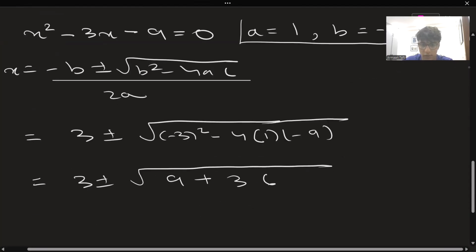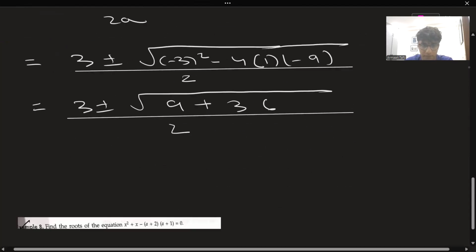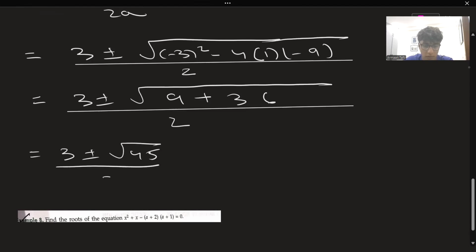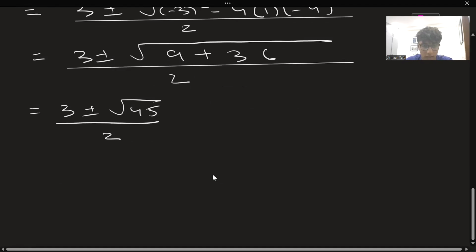So this is, oh wait, I forgot to write divided by 2a here. 2a is just 2 here. So this is also just divided by 2 here. So now this is 3 plus minus root 45 over 2.